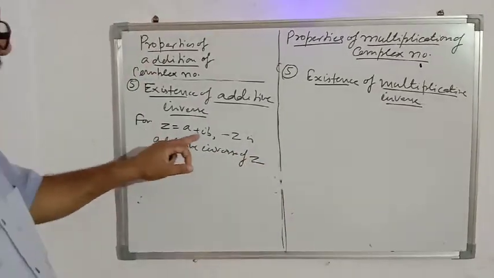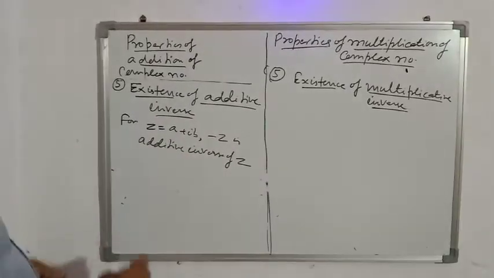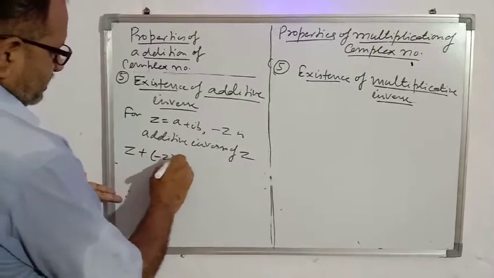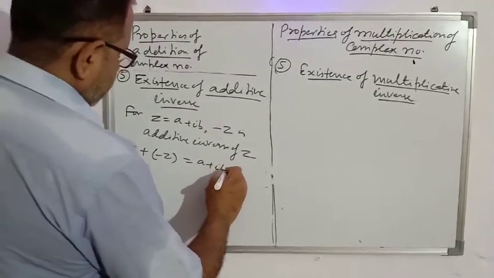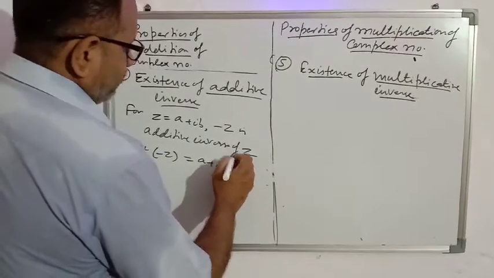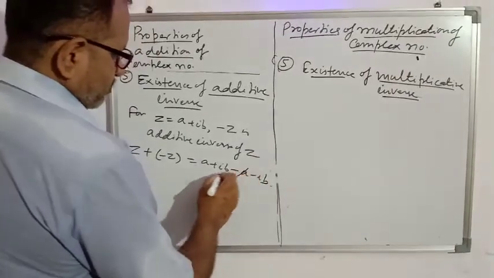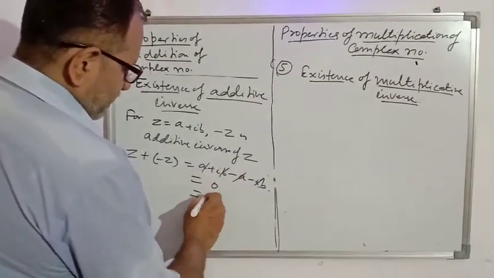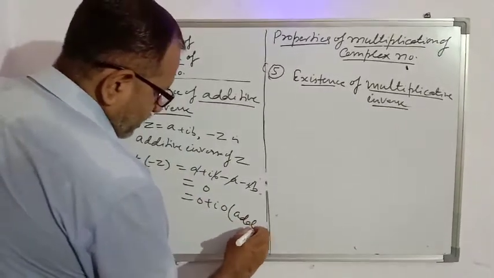For z equal to a plus ib, minus z is the additive inverse of z. Why? We can add z plus minus z. Z means a plus ib, minus z means minus a minus ib. So what do we get? 0. 0 means additive identity, 0 plus i0.